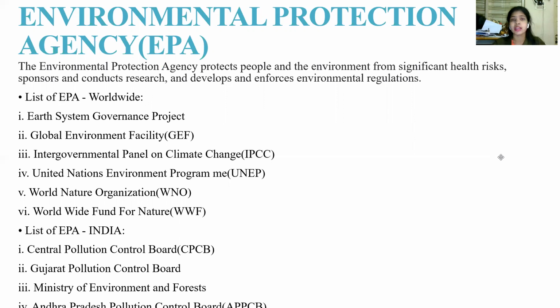And the list of the EPAs in India are the Central Pollution Control Board, which researches and controls the pollution which affects the environment, the Gujarat Pollution Control Board, the third one is the Ministry of the Environment and Forest, and the fourth one is the Andhra Pradesh Pollution Control Board.